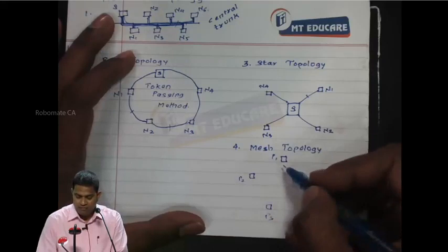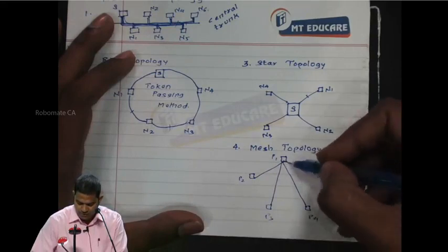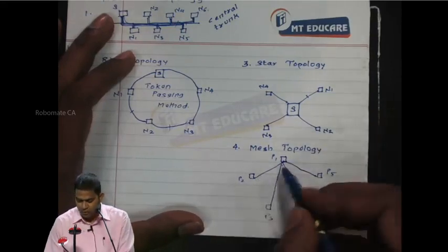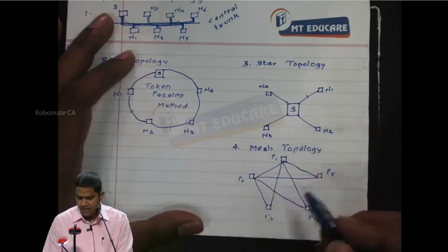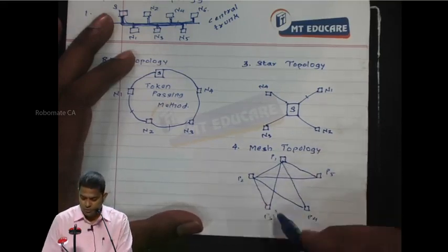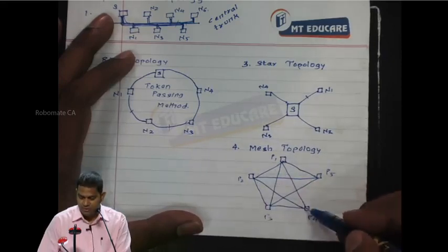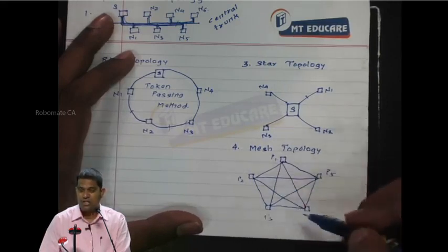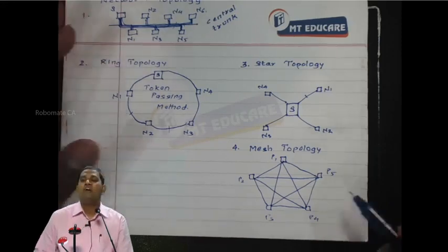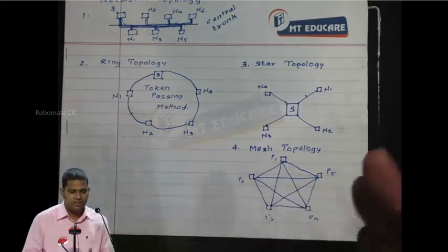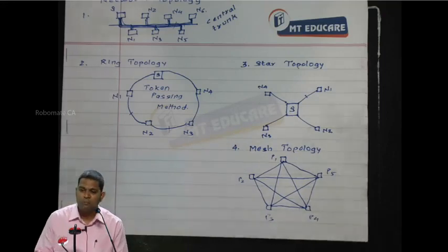So P1 will be connected to P2, P3, P4, P5. P2 will be connected to P1, P3, P4, and P5. P3 will be connected to P1, P2, P4, P5. P4 will be connected to P1, P2, P3, and P5. And P5 is connected to P1, 2, 3, 4. Don't you think this is peer-to-peer networking? When we are talking in terms of technology, this is peer-to-peer technology. And when we look at the same thing from the point of view of topology, it is called mesh topology.